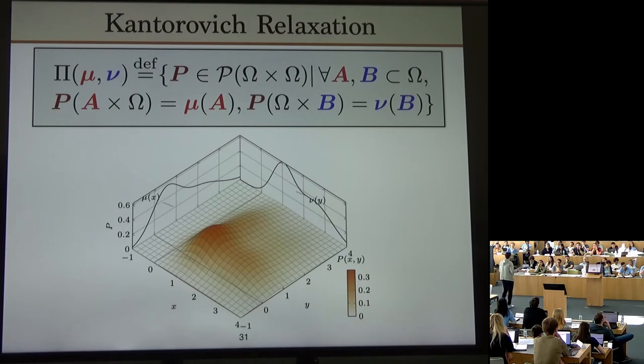Which one is it? Any idea? If you give me a measure mu and another measure nu, I can always come up with a measure p which satisfies the constraints that I've written there. The product of the two marginals.